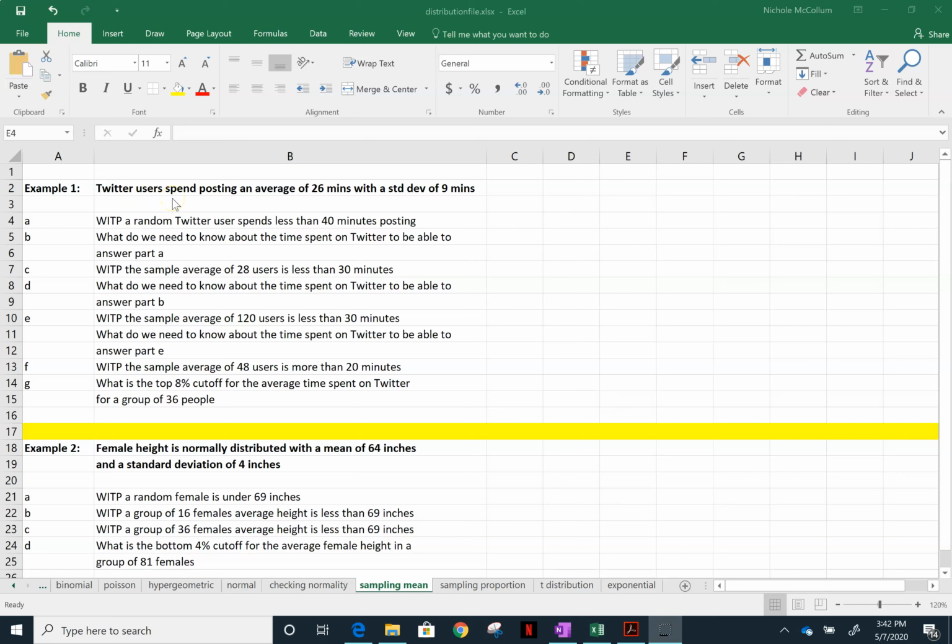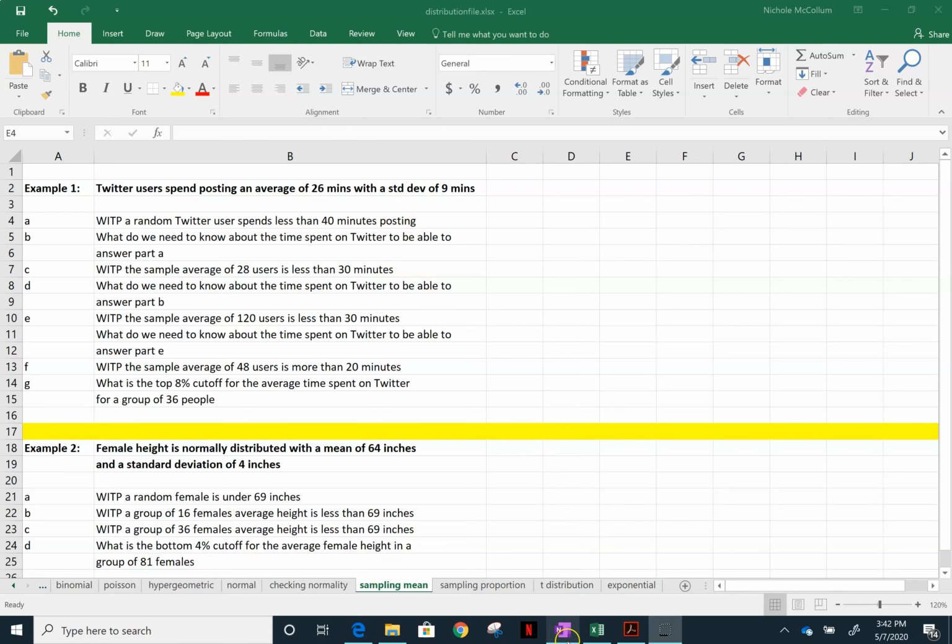And according to our data, Twitter users spend an average of 26 minutes on Twitter, posting, reading posts, and so on, with a standard deviation of 9 minutes. That's what our studies brought out. From here, I'm going to ask a few questions. First of all, what is the probability a random user spends less than 40 minutes posting?